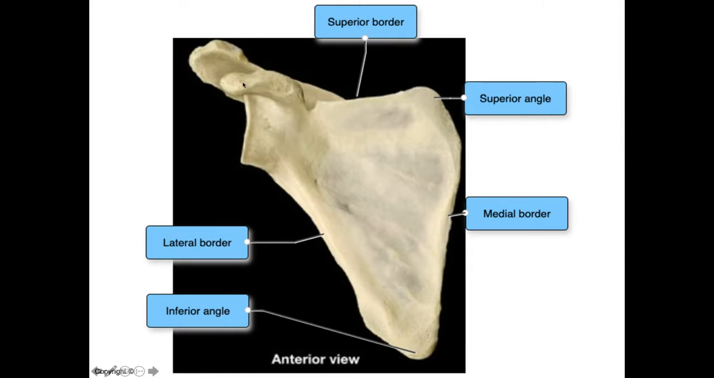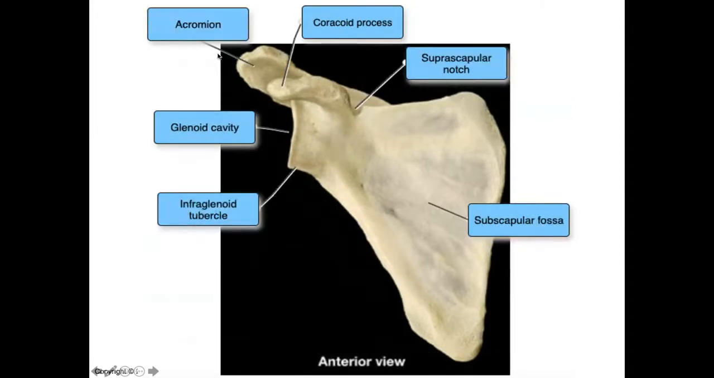There's two processes up here. This one that projects anteriorly to you, since it's an anterior view, is called the coracoid process. And the highest point of the shoulder is the acromion process. The acromion process is where your clavicle articulates, right? It's the acromial end of the clavicle that articulates with the acromion process.